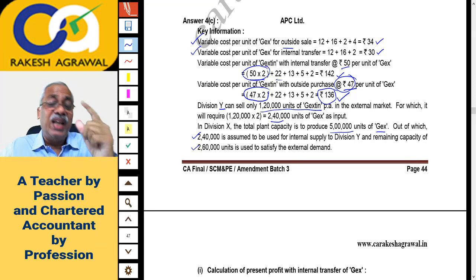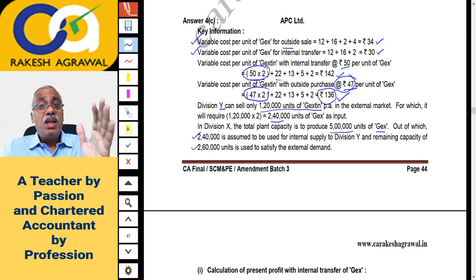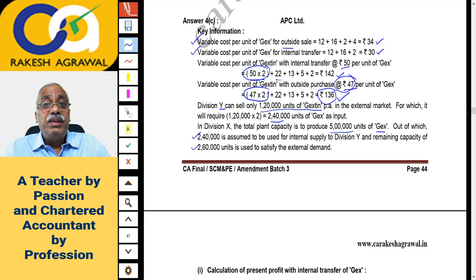But for division X, what will happen, do you know? As division Y is not buying from division X, division X will be able to sell how many units? Production capacity or external demand, whichever is lower. And if you read the question again, the capacity of division X is 5 lakh units, but demand is only 3 lakh. So it will be able to sell only 3 lakh units in the external market, and 2 lakh unit capacity will remain unutilized. Why unutilized? Because division Y is not buying internally, division Y is buying from outside.